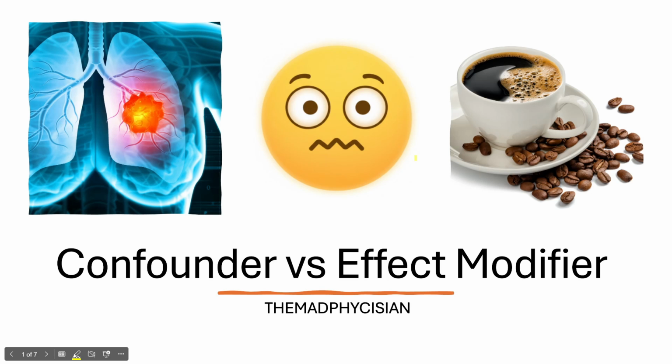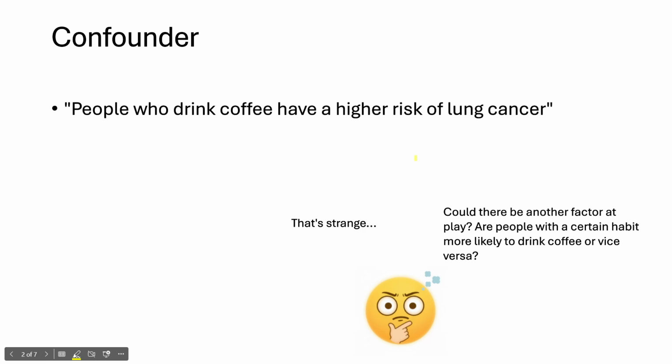What is the difference between a confounder and an effect modifier? An example of a confounder is as follows. Someone might say that people who drink coffee have a higher risk of lung cancer. That's strange. Could there be another factor at play? Are people with a certain habit more likely to drink coffee, or vice versa?